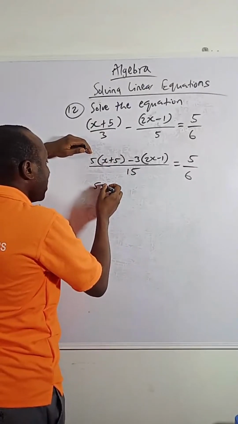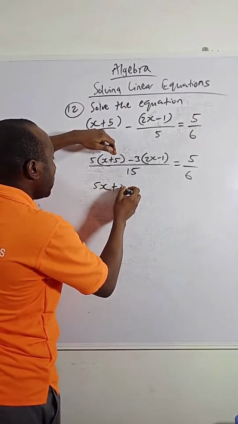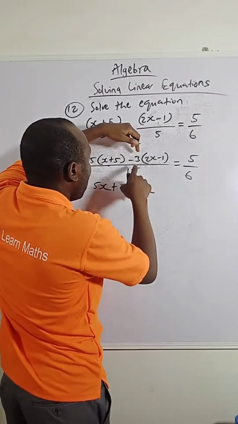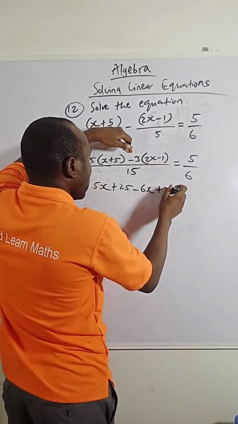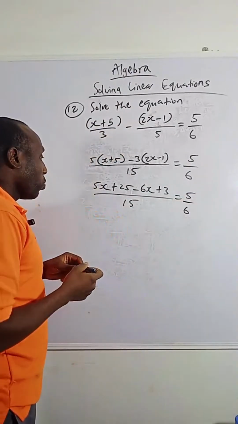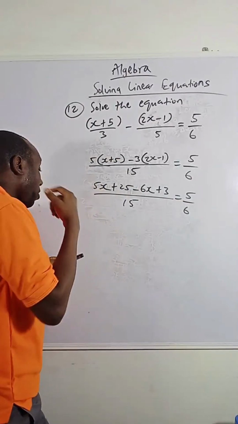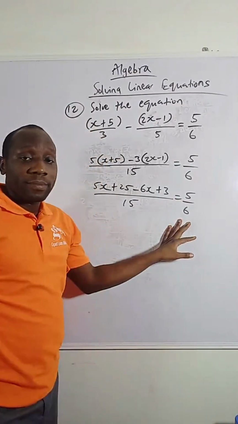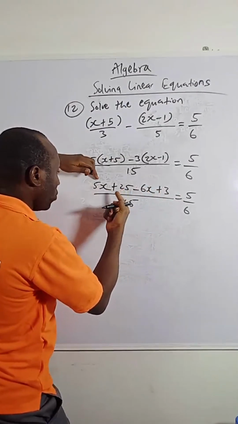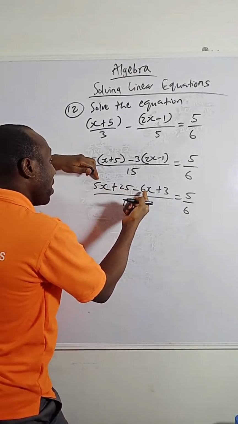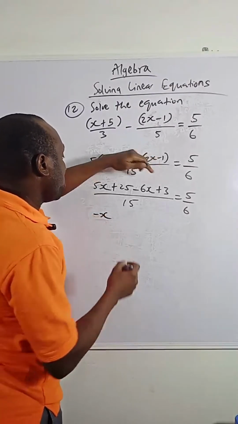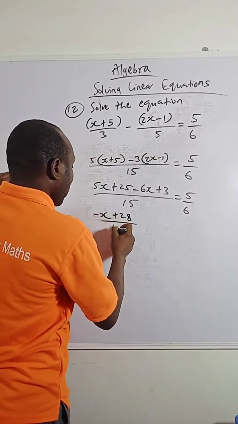So let's expand it. What's 5 times x? That's 5x. And 5 times 5 is 25. Then minus 3 times 2x is 6x. Minus 3 times minus 1 is plus 3, over 15, is equal to 5 over 6, right? So what do we do next? We can multiply both sides by the LCM of the denominator, or we can just cross multiply. But wait, let me just simplify this one first. So 5x minus 6x is minus x, plus 25 plus 3 is plus 28, over 15.